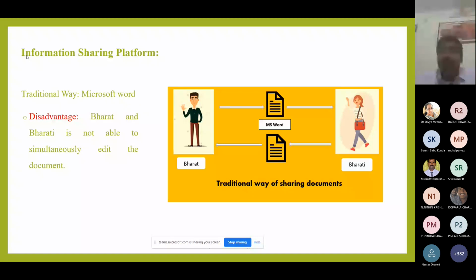What is the problem? What are the disadvantages? Bharat and Bharti are not able to simultaneously edit the document. When Bharat is working, Bharti will not be able to work on that document. And when Bharti is working, Bharat will not be able to work on that particular document. So both are not able to simultaneously edit the same document, simultaneously work on the same project.